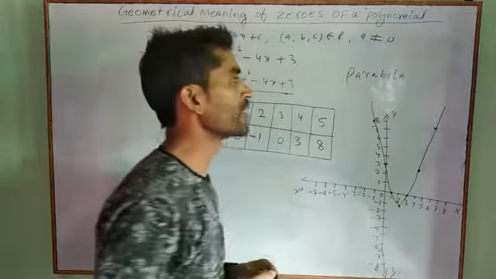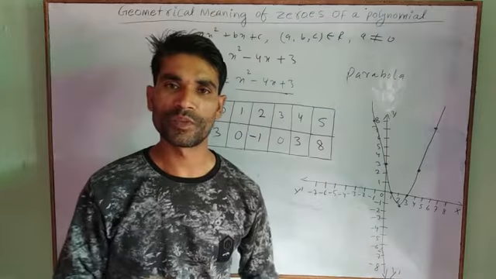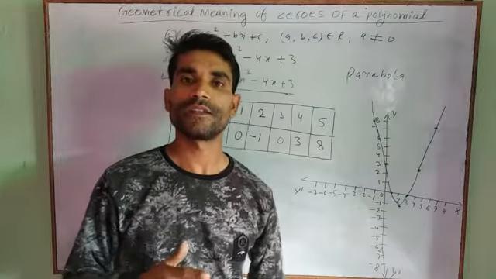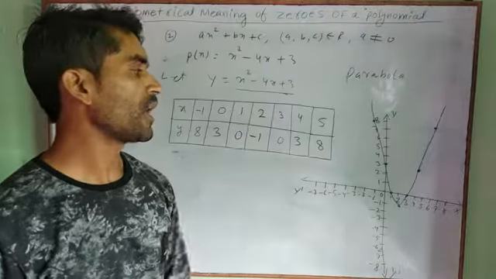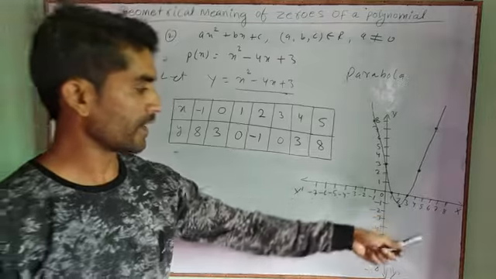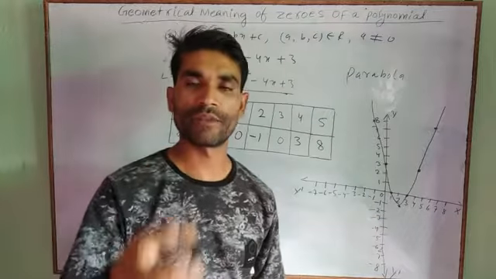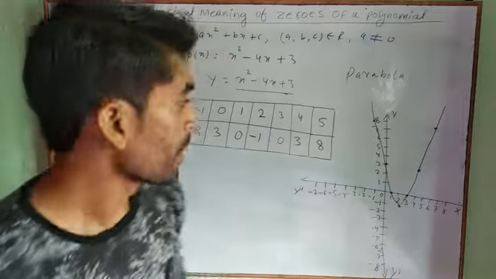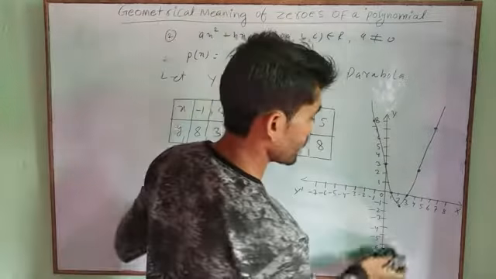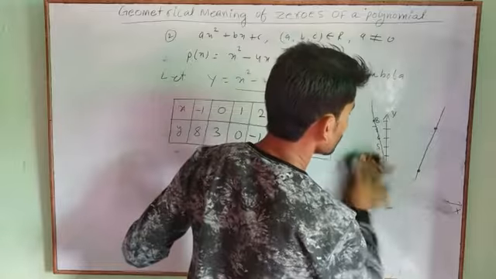See, in linear polynomials, we were getting the straight line graph. Here we are getting a graph, a parabola, and it is intersecting the x-axis at two different places. That is why we can say the quadratic polynomial has two zeros, right? Now it has some special cases. I will show you that case.